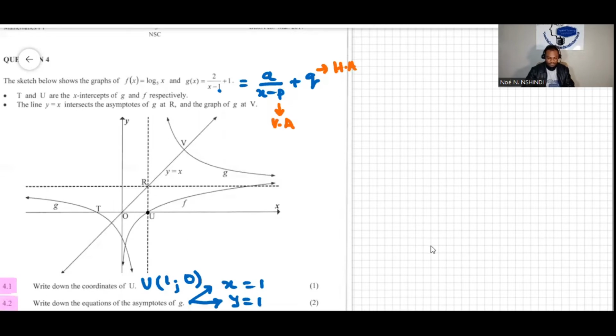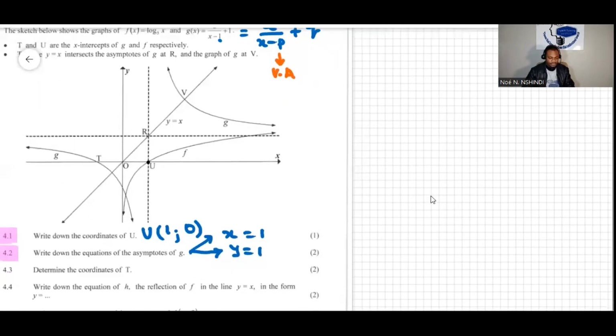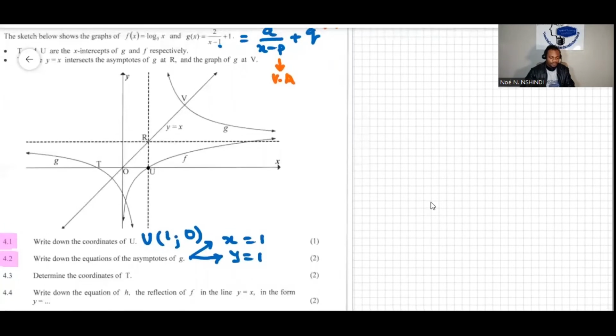Now let's move on. Question 4.3 says determine the coordinate of t. Okay, let's see. T is this one. T is also an x-intercept of g. Now I'm going to write the question here, 4.3. We are looking for the coordinates of t.